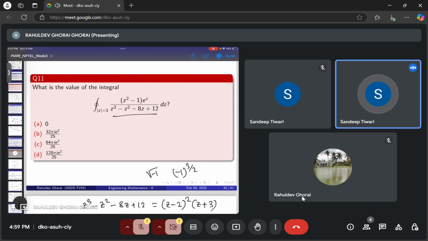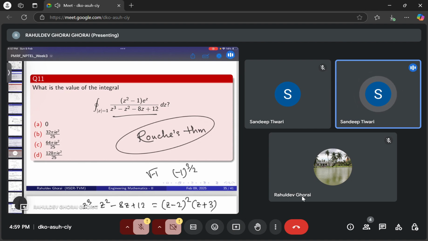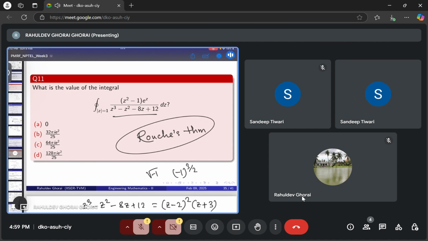Rouche's theorem: two complex valued functions have the same number of zeros inside a closed contour if the absolute value of one function is greater than the absolute value of the other at every point on the contour. Yes, that is okay. But how do you find out the roots? That is difficult also. That is again difficult. You have to find another function.